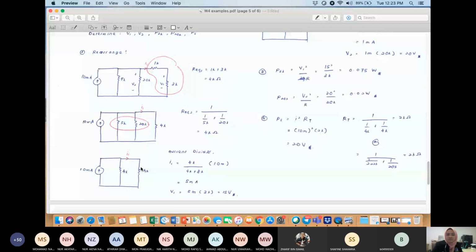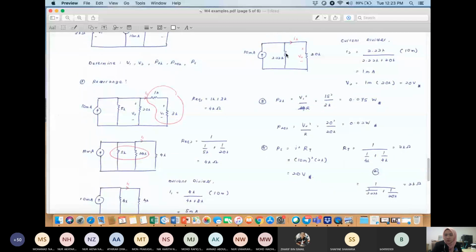So from this circuit, R total is 1 divided by 1 over 4K plus 1 over 4K, so you will get 2 kilo ohm. But if you want to calculate the R total using the other circuit, also can: 1 over 2.22K plus 1 over 20K. Using both circuits, you will get the same R total, which is 2 kilo ohm. So power at supply is I squared R total. I is 10 milli, R total is 2 kilo ohm, so you get 200 watts.